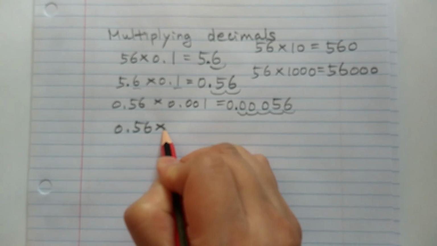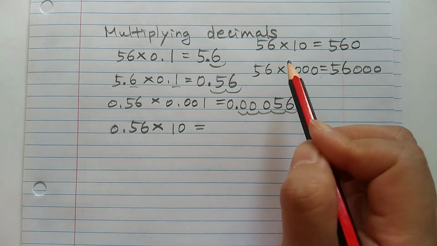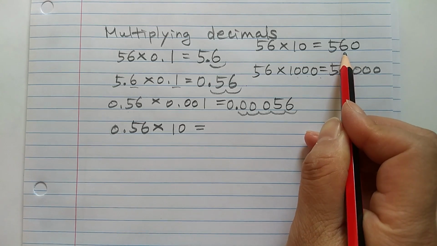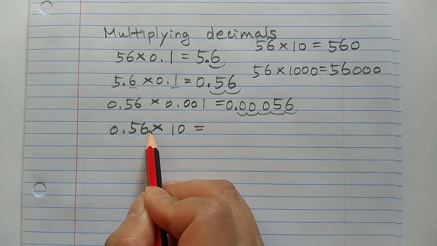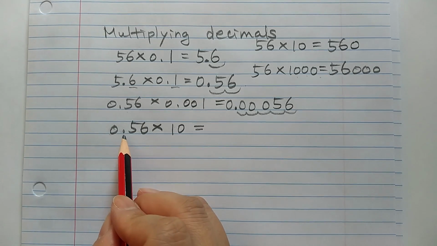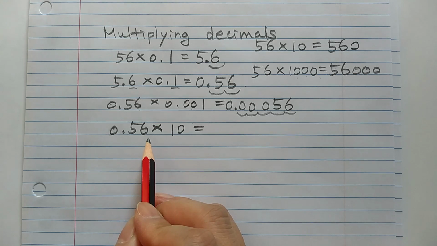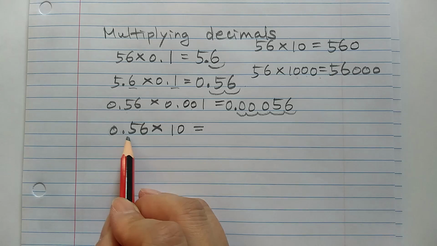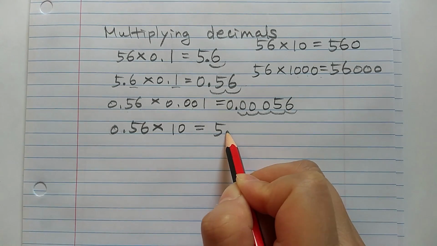0.56 times 10. When we multiplied 56 times 10, we added 1 zero at the end. But putting zeros at the end of decimals doesn't add any value. So instead of putting zeros, we'll move the decimal point to the back. How many steps? As many steps as the number of zeros here. There's 1 zero, so we'll move 1 step to the back. So 5.6.